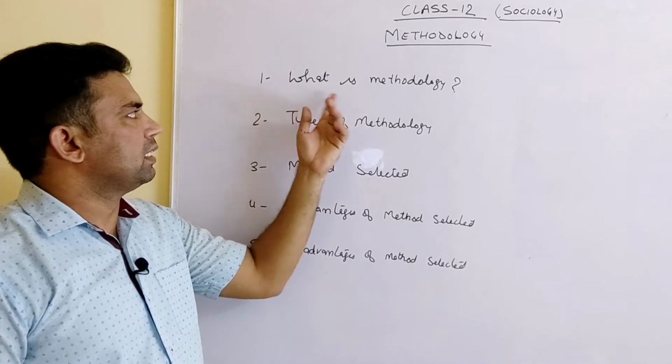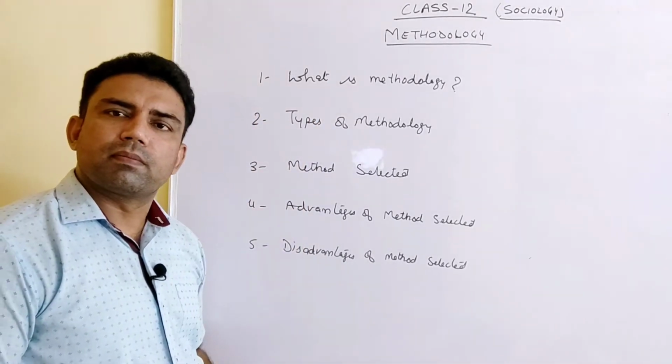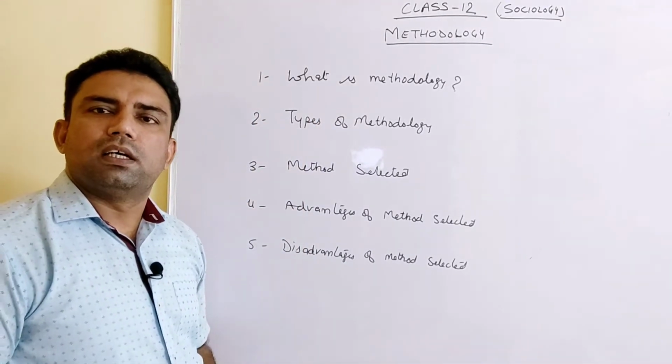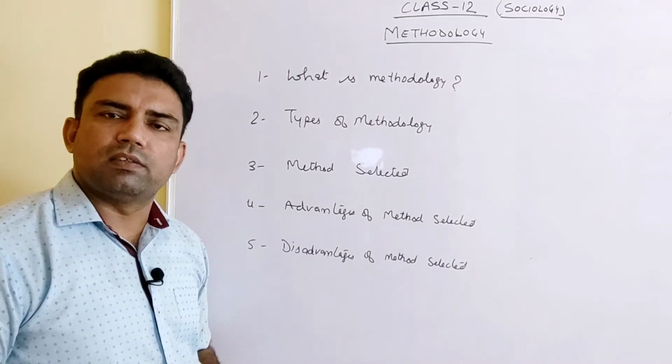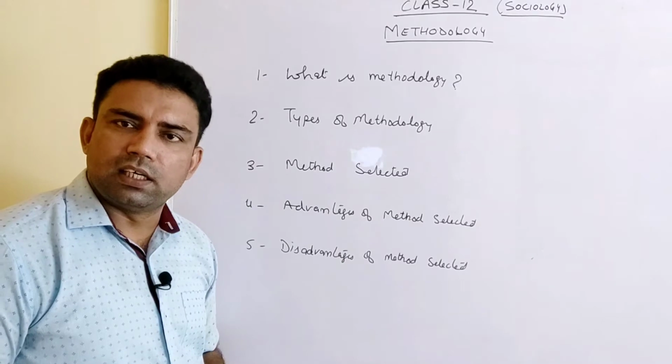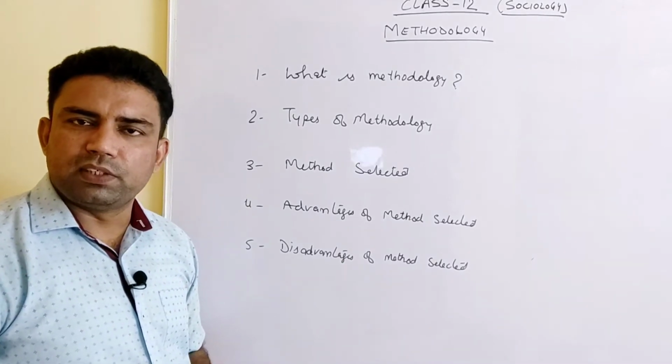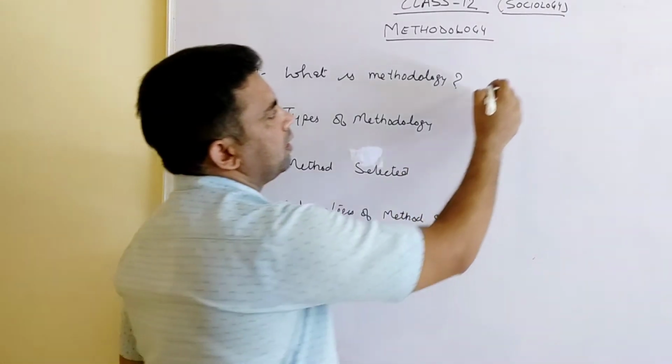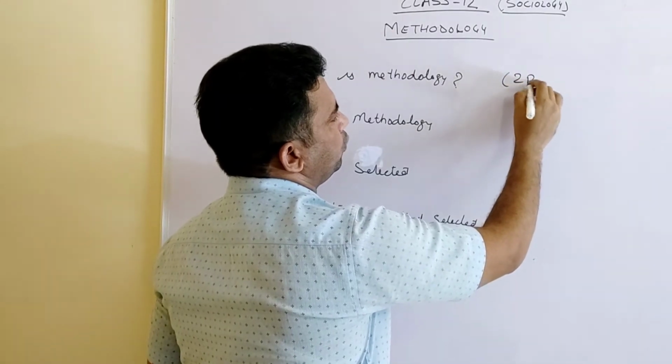The first heading is what is methodology. Here you will write about the research methodologies. What are they? What are their uses? Why are they done? What are the differences between them? That all comes here, and it comes around 2 pages.